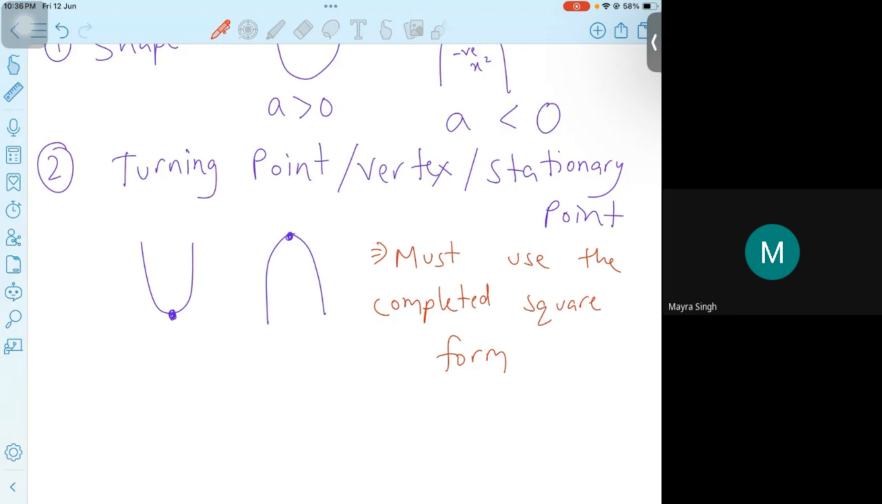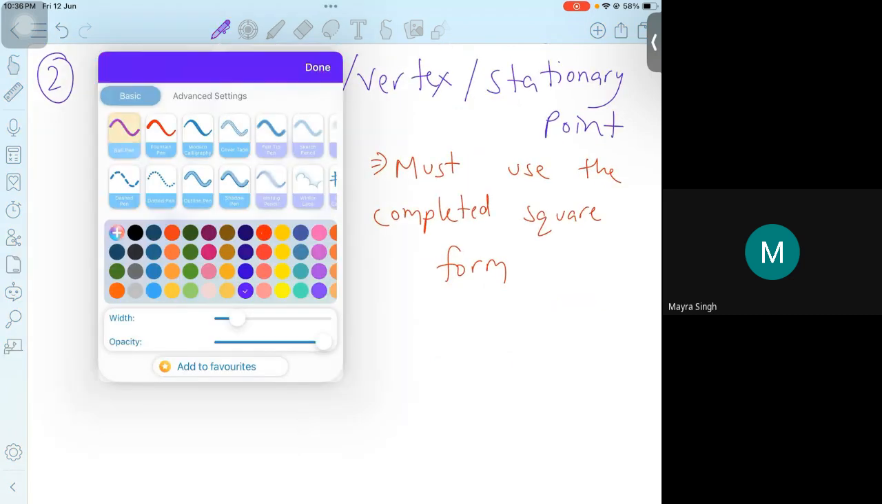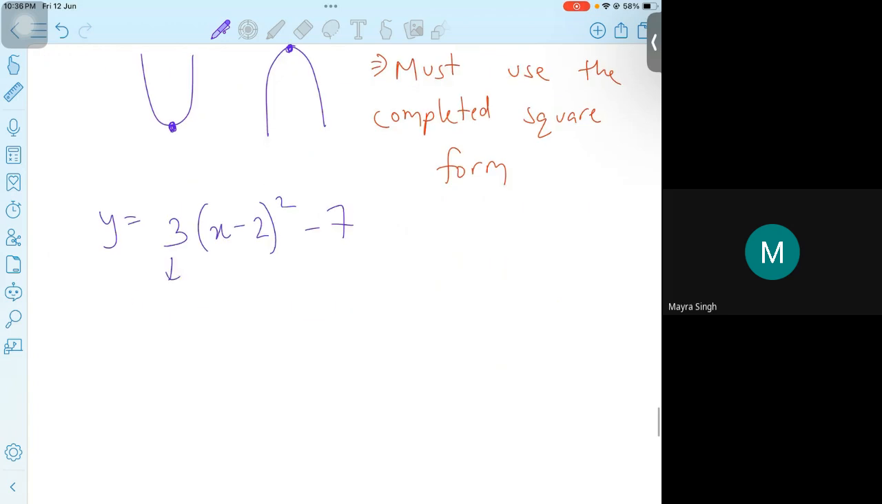So if your question gives you the equation in terms of the standard form, what you must do is convert that into the vertex form or this completed square form. And from that one, you can find the turning points. Okay. So let's see. If you have something like y is equal to 3(x minus 2) whole square minus 7, then this part gives me the shape, and this part gives me the turning point.